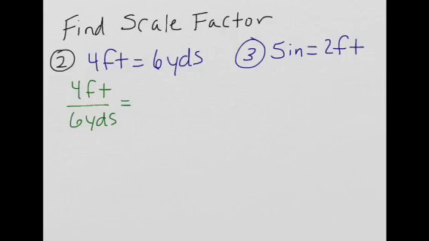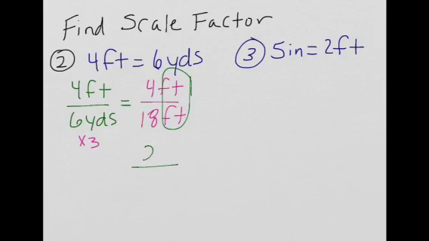So that means we're going to have to multiply 6 yards times 3 to change it into feet. That gives us 4 feet over 18 feet. Now our labels match. So now all we have to do is simplify, and that's going to be 2 ninths.